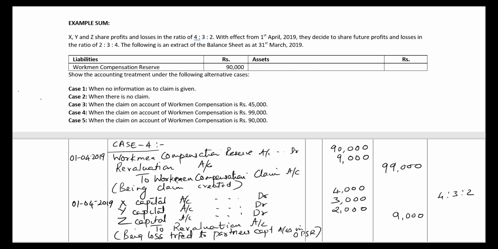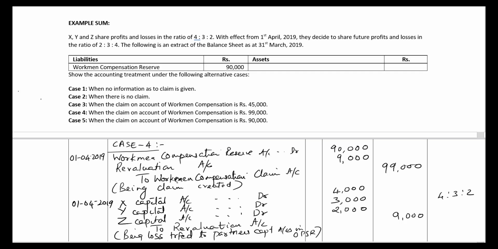So this is the treatment for case 4 when the amount of the claim is greater than the amount of the reserve. The difference has to be debited to revaluation account, and the loss on revaluation should be transferred to the partners' capital accounts in old profit sharing ratio. And in this case, the claim will appear in the liability side of the reconstituted balance sheet at rupees 99,000, and the reserve will not appear.